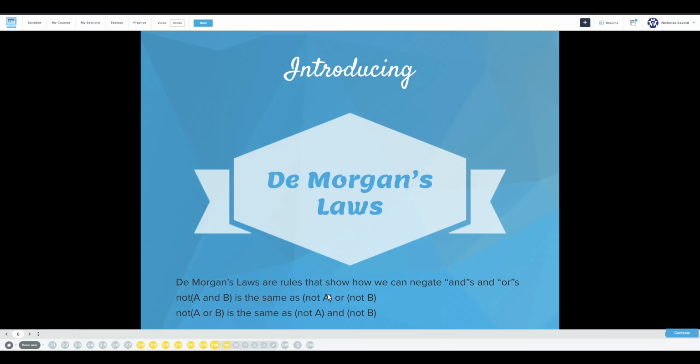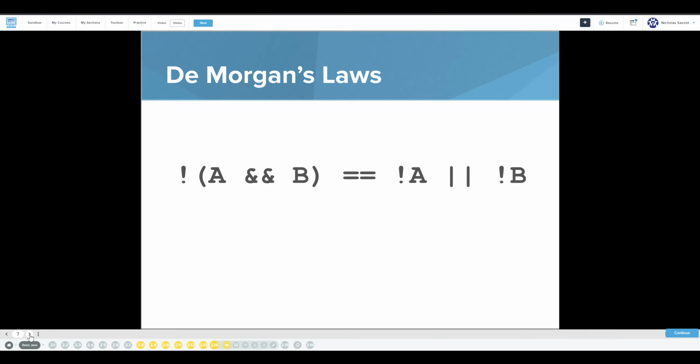Not (A and B) is the same as not A or not B. Not (A or B) is the same as not A and not B. Did we distribute the exclamation point across, sort of? Not (A or B).